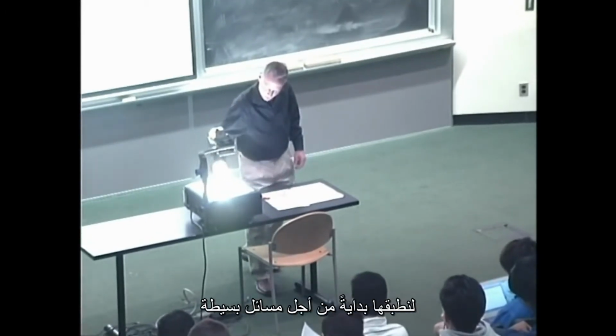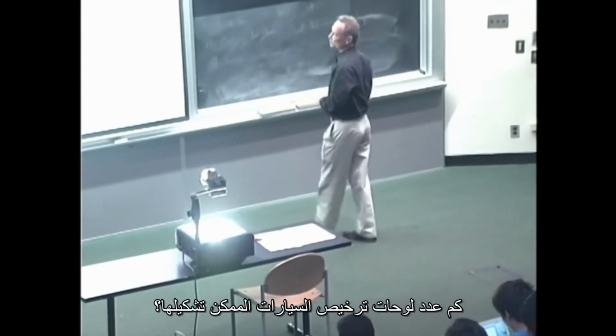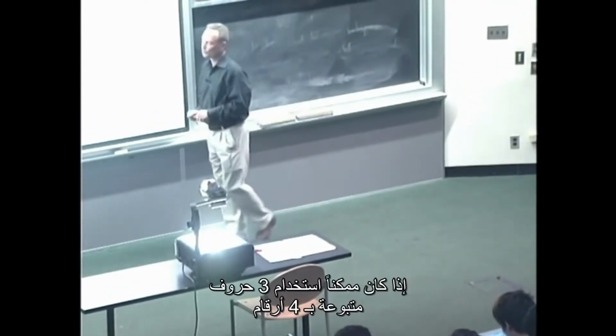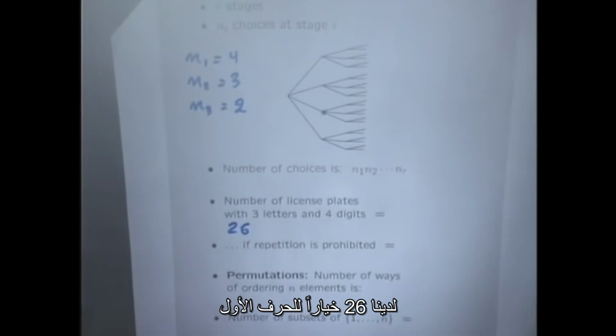So let's apply it to some very simple problems as a warm-up. How many license plates can you make if you're allowed to use 3 letters followed by 4 digits? If you're dealing with the English alphabet, you have 26 choices for the first letter, then 26 choices for the second letter, and then 26 choices for the third letter. And then we start the digits.